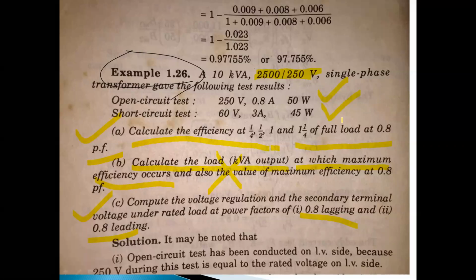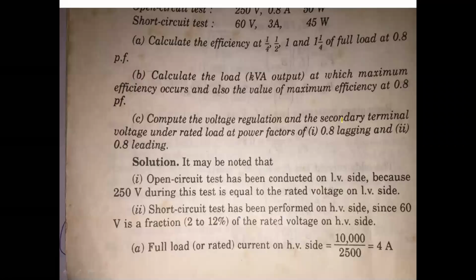So first, for calculating the efficiency, calculate the current value and the efficiency at different loads: 1/4, half, full and 1.25 of full load at 0.8 power factor. The open circuit test has been conducted on the LV side, because this test is at rated voltage.